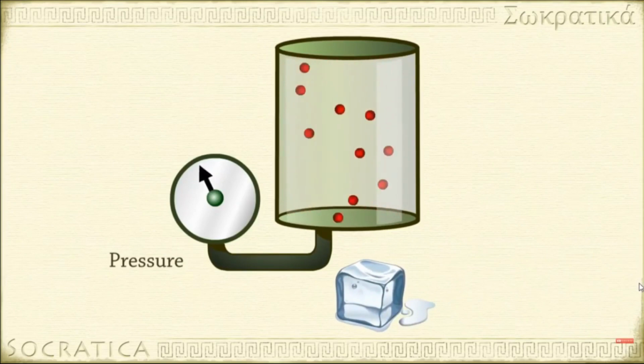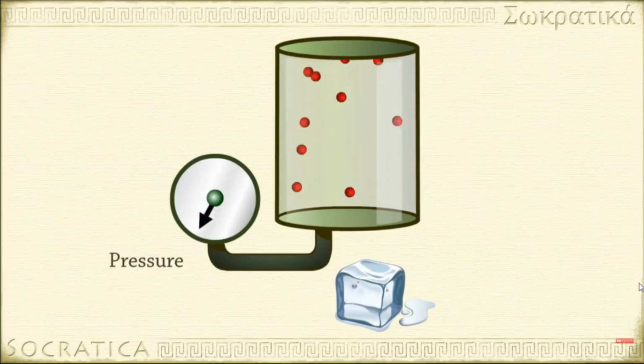If you cool down this container of gas, that means the gas particles are moving more slowly. So there will be fewer collisions with the sides of the container per second, which means lower pressure.